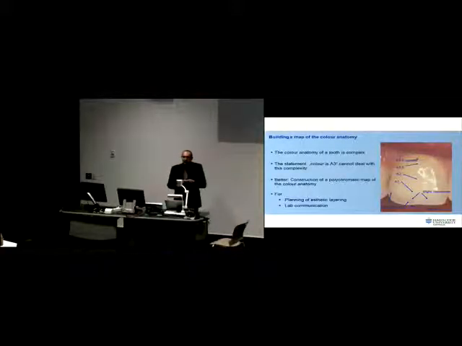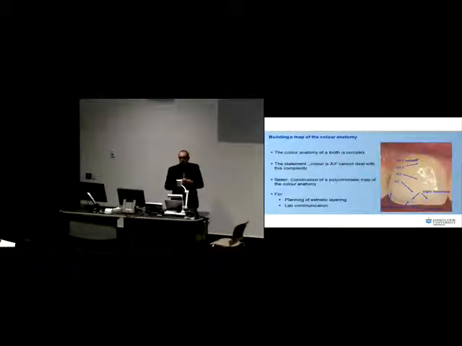And so the tooth anatomy, the color anatomy of a tooth is difficult, very complex. And for example, the statement, this tooth has a color of A3, cannot deal with this complexity. So actually what we have to do is create a color map of a tooth. We can use that color map for planning of aesthetic layering and probably for lab communication if it comes to ceramic crowns or veneers.